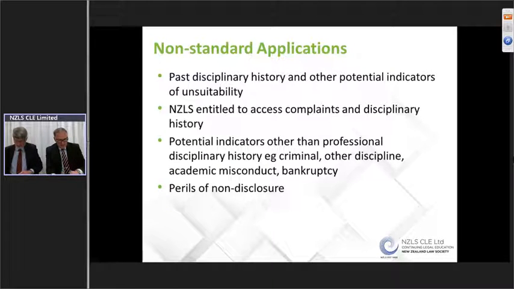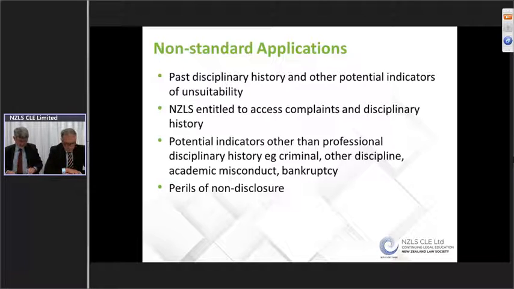Now, non-standard applications. This is my all-embracing and non-judgmental term concerning potential indicators of unsuitability.